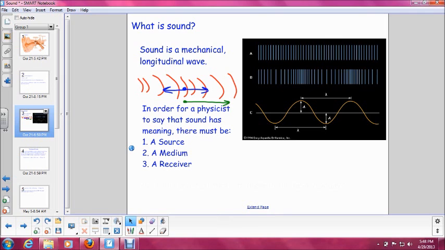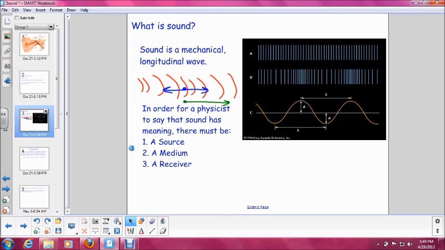Now, in order for a physicist to say that sound has meaning, there must be 3 things. There needs to be a source of sound, a medium for it to travel through, and a receiver to get that wave energy. So the whole philosophical question, if a tree falls in the forest and no one's there to hear it, does it make a sound? According to the laws of physics, it does not make a sound, because even though there's a source and a medium, the medium being the air, there is no receiver there to hear it, so at that point it's just a pressure wave moving through air. It's not classified as sound. But that's getting a little nitpicky.